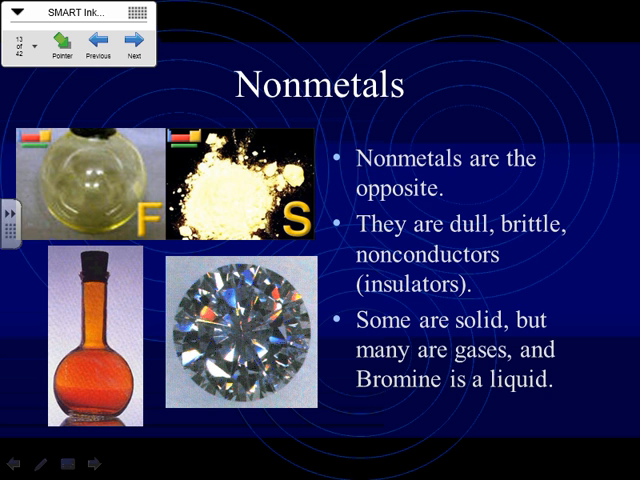Some nonmetals are solid, a lot of them are gases, and bromine's the liquid. So you do have some solids: carbon, phosphorus, sulfur. This periodic table is always there for you anytime you're taking a test, so you don't have to memorize which ones are solids or liquids. Underlined is gas, italicized is liquid, and everything else is a solid. There's only two that are italicized.